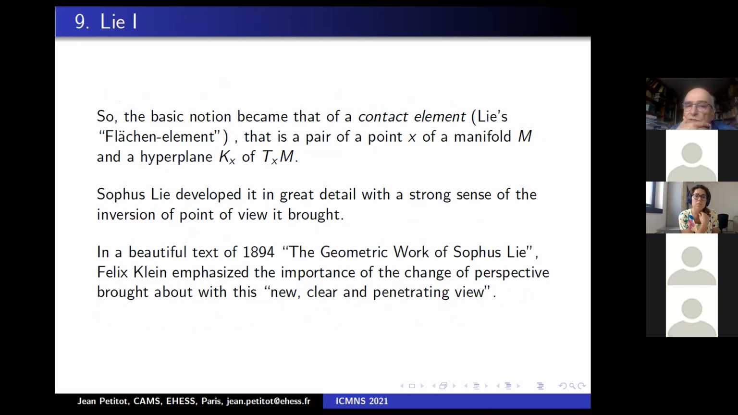And so the basic notion became, at that time, that of a contact element. It was Lie's Flächenelement, that is a pair of a point x of a manifold and a hyperplane k_x of the tangent plane of M at x. And as you know, Sophus Lie developed it in great detail with a strong sense of the inversion of point of view it brought. And in a beautiful text of 1894 on the geometric work of Sophus Lie, Felix Klein emphasized the importance of the change of perspective brought about with this new, clear, and penetrating view, as he said.